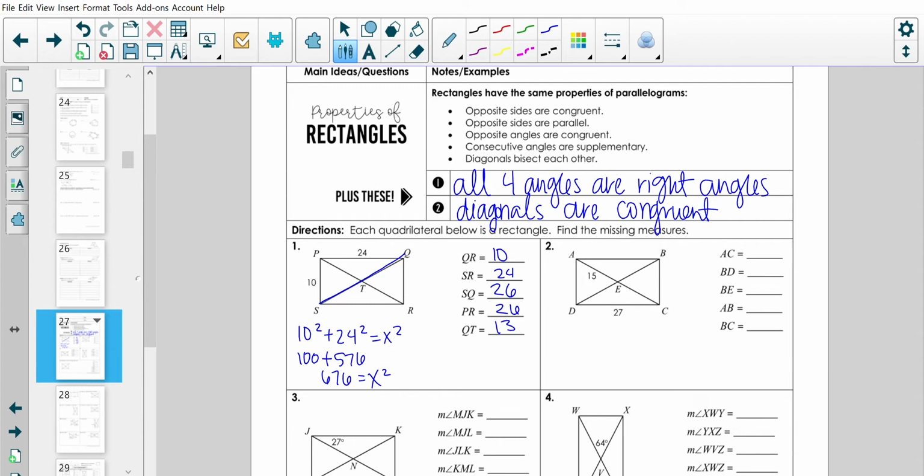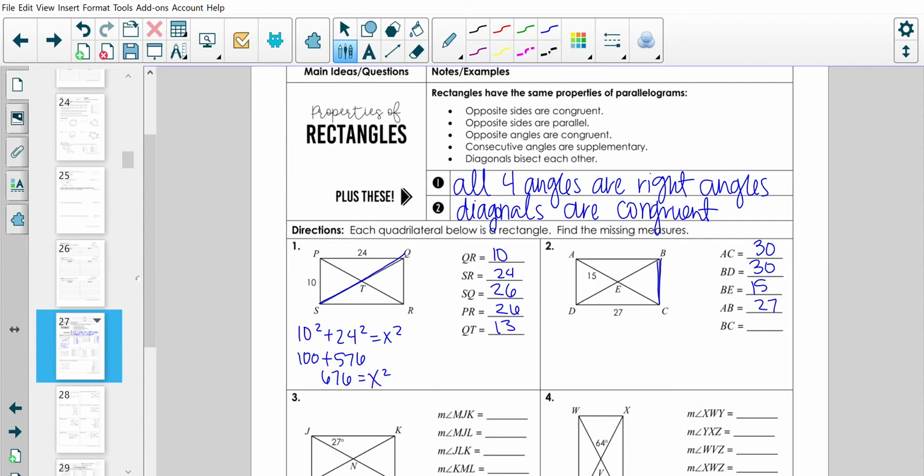So we know that AE is 15, so what is AC? 30. And so BD is 30, BE is 15. We know AB, and we need to find BC. So what are we going to do?